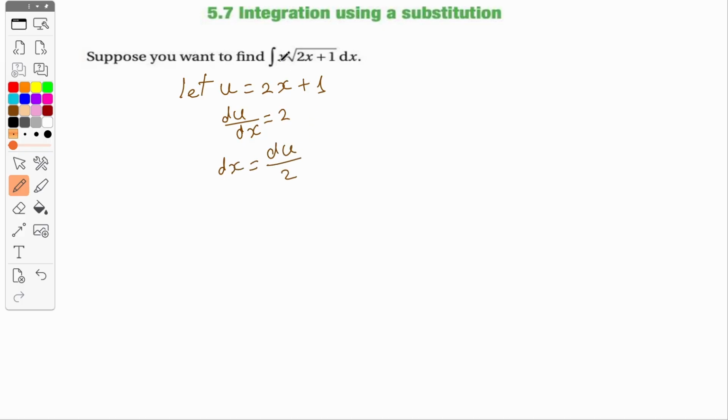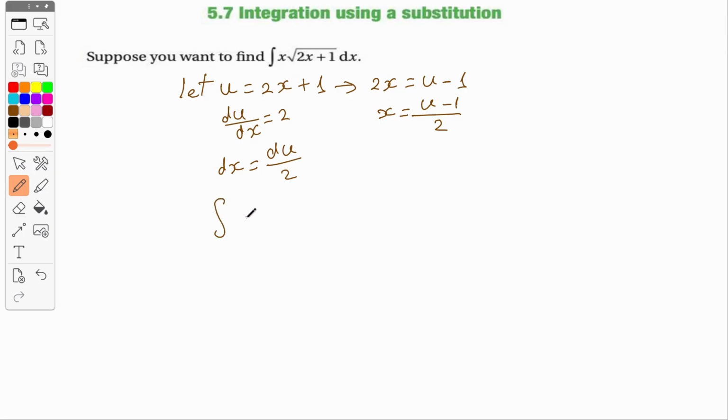And now we need to find x to plug in here. u equals 2x plus 1, so we need to find x from this equation. If we shift the 1 to the other side, we say 2x equals u minus 1, then divide by 2, so x is equal to u minus 1 all divided by 2. Now we need to plug in here. For each x, we need to write it in terms of u.